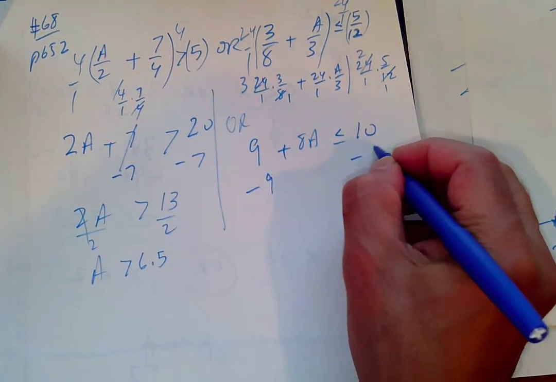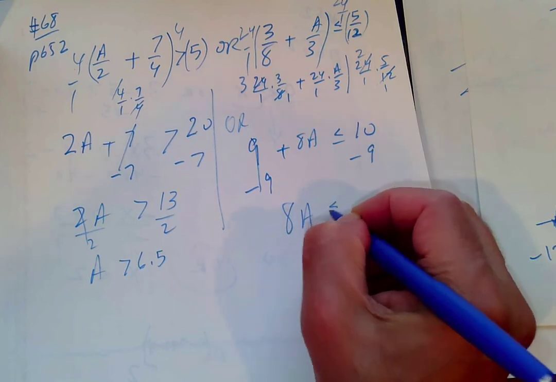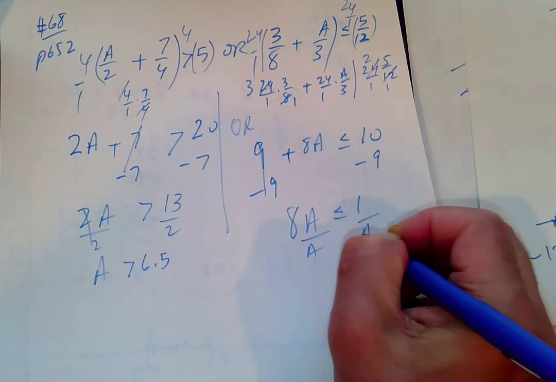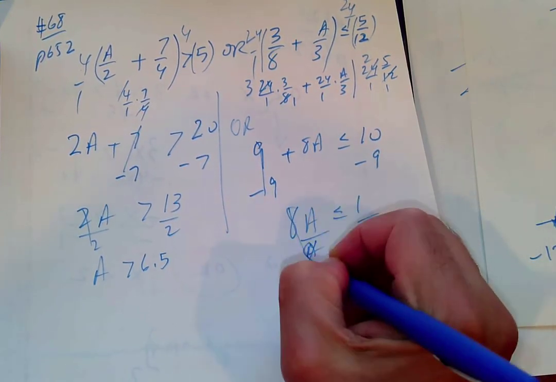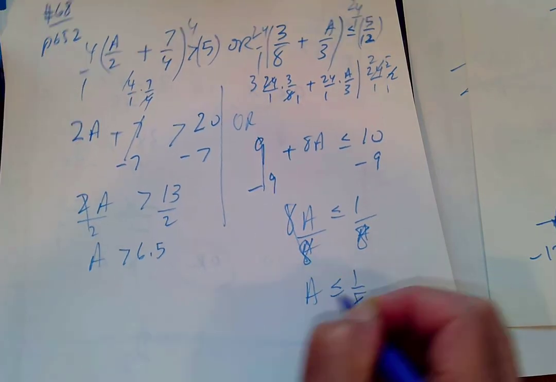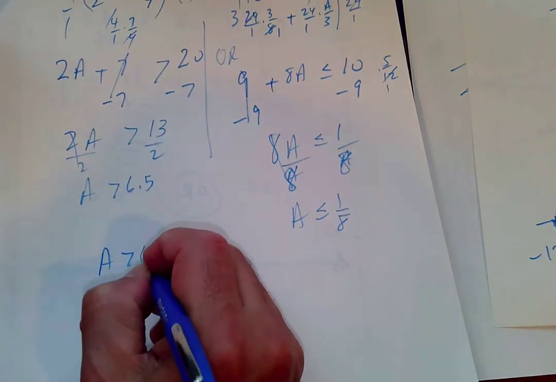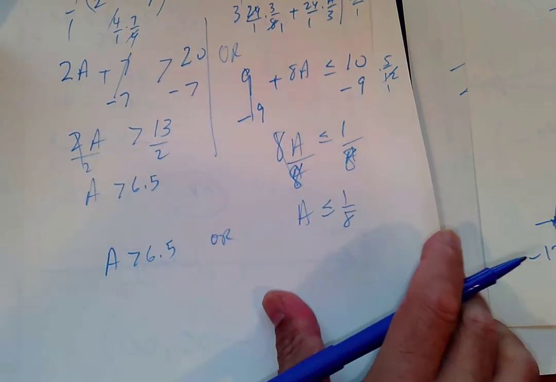Subtract the 9. 8a is less than or equal to 1. And divide by 8. a is less than or equal to 1/8. So we have a is greater than 6.5, or a is less than or equal to 1/8.